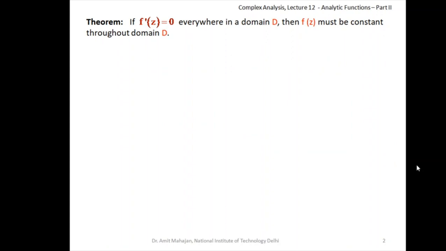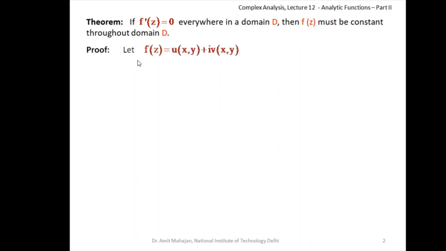So this theorem says that if the derivative of a function is 0 everywhere in a domain D, then the function must be constant throughout the domain D. So if you have any function f(z) whose derivative is 0 everywhere in the domain, then the function must be a constant function throughout the domain. So we'll prove this theorem.